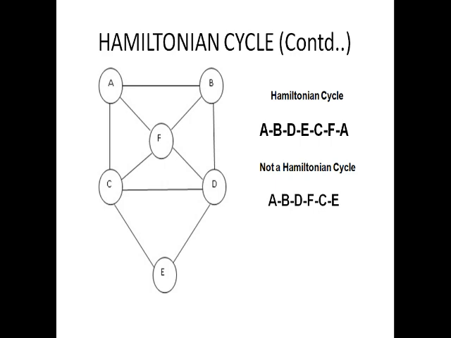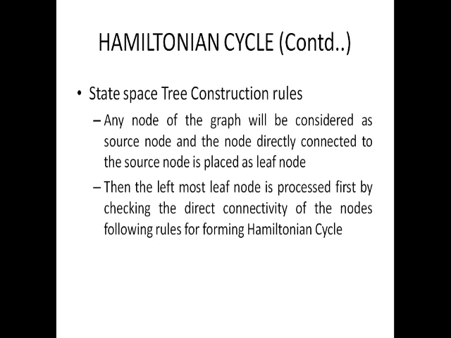Next we are going to see about the rules for preparation of a state space tree. These are the state space tree construction rules. Any node of the graph will be considered as a source node, and the node directly connected to the source node is placed as the leaf node. The concept is any node in the graph will be considered as a source node.